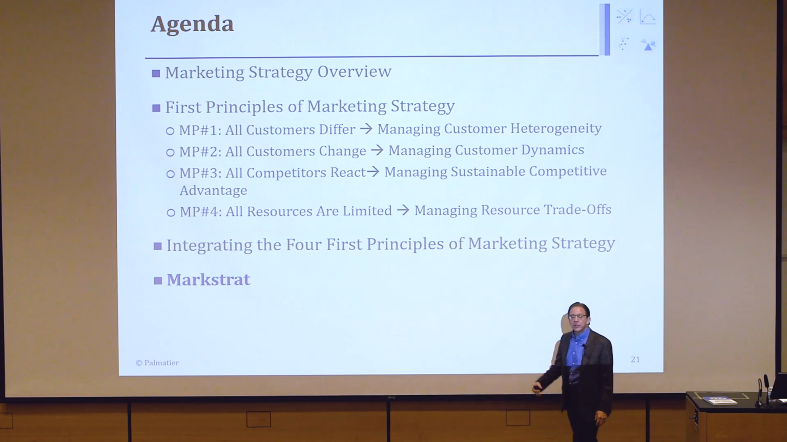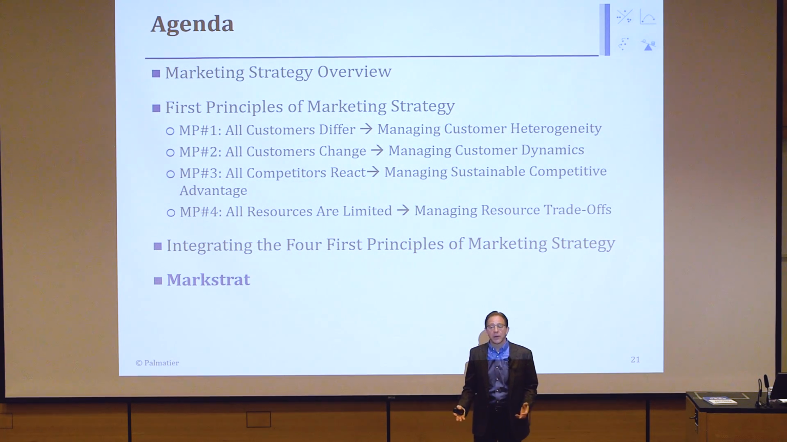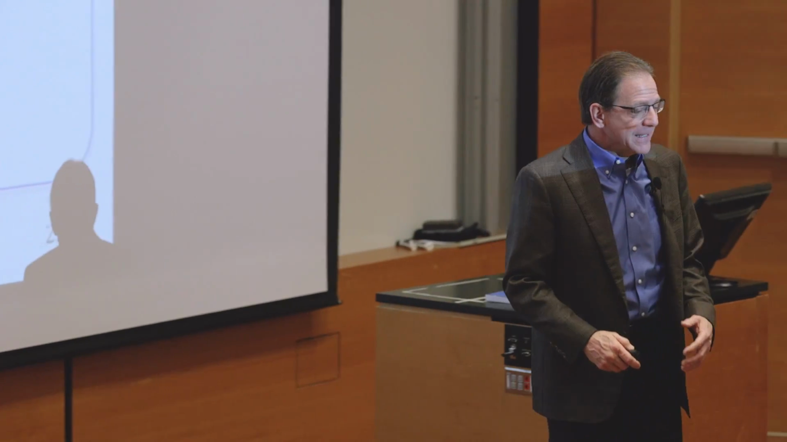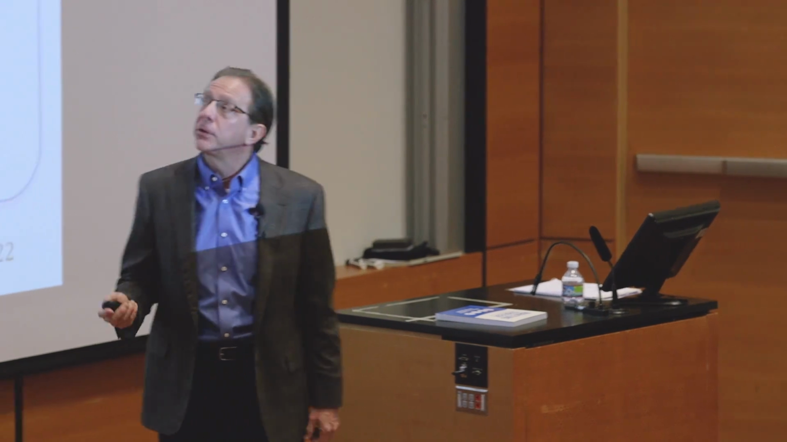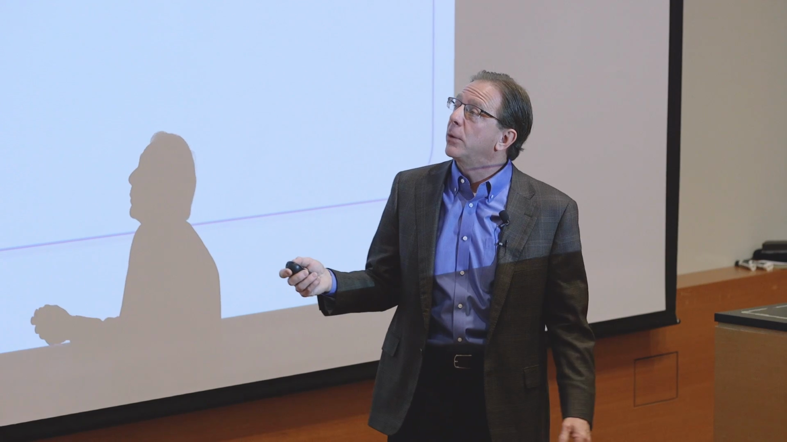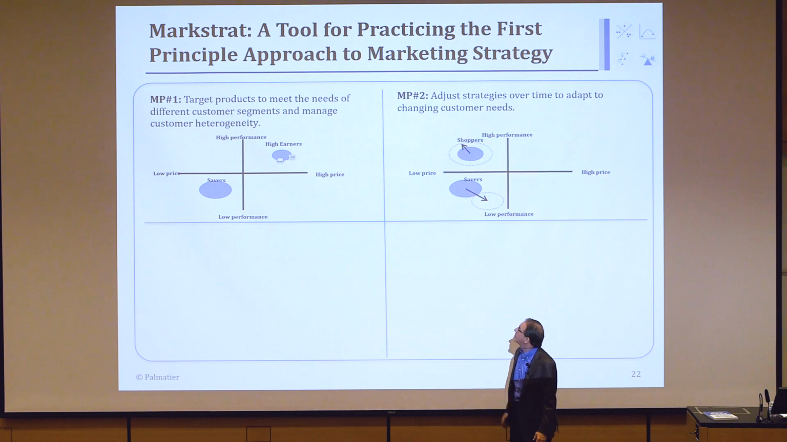The last thing I'd speak to, and this is really only interesting to you if you're also using this book in conjunction with MarkStrat. Again, that's very much optional. But if you are, MarkStrat does allow you to experiment and actually, in your classroom and among each other, you can practice the first principle. So let's go through how MarkStrat does the first principle. The first thing it does, it allows you to target to meet needs of different customer segments and manage heterogeneity. So they have multiple different markets. Let's look at, if you're familiar with this, with the Sonite market, they have high earners and savers, and it allows you to target those with different products.